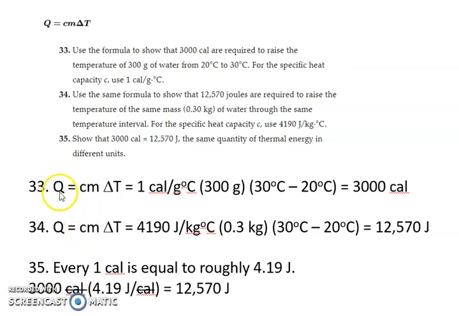So to solve this problem, we use the formula Q equals Cm delta T. Our substance is water, so specific heat is 1 calorie per gram degree Celsius, and we have a mass of 300 grams, and our temperature change is 30 degrees Celsius minus 20 degrees Celsius. When you multiply all those values, you end up with 3,000 calories, which is what's given for problem 33.